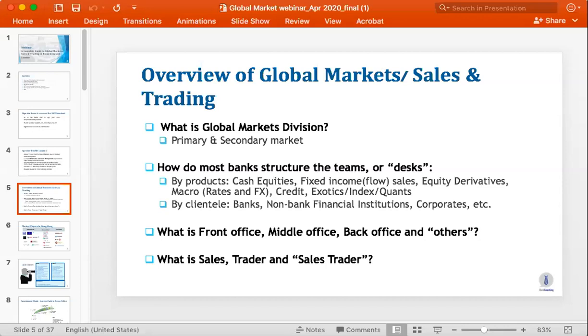So I also want to quickly jump in, apart from global markets sales and trading, because I see a good number of people are also in asset management. In asset management, this is the so-called buy side, and for the global markets, usually it's the sell side. And as simple as the name suggests, buy side means that you buy stuff from the sell side.